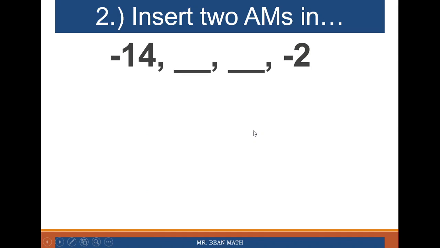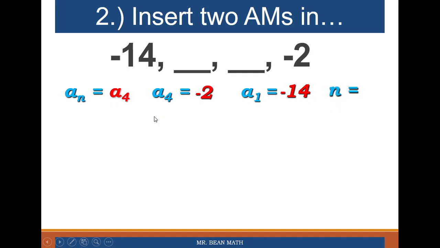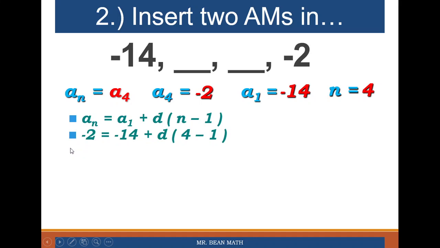For number 2, insert 2 AMs between negative 14 and negative 2. Since we must insert 2 numbers, there are 4 numbers in the arithmetic sequence. Thus, a sub n equals a sub 4, a sub 4 equals negative 2, a sub 1 equals negative 14, and n equals 4. So using the formula to solve d, negative 2 equals negative 14 plus d times quantity 4 minus 1.